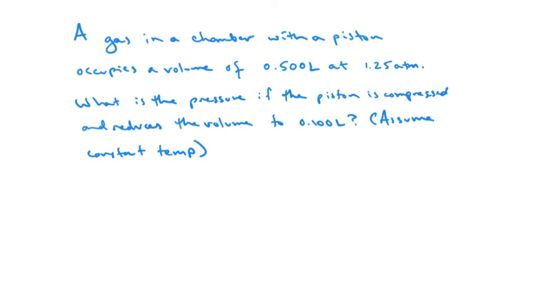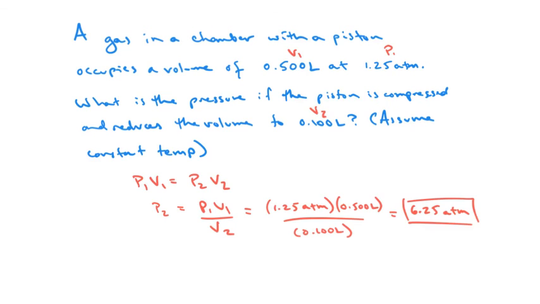One more for you to try. A gas in a chamber with a piston occupies a volume of 0.500 liters at 1.25 atmospheres. What is the pressure if the piston is compressed and reduces the volume to 1.100 liter? Assume constant temperature. So go through and label things if you're not sure, and then figure out which law you will use to solve this.